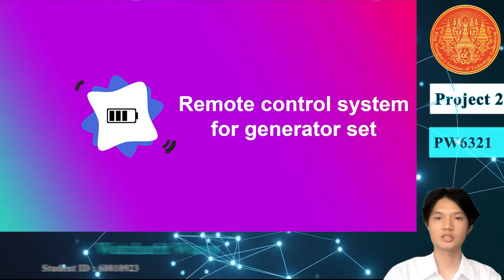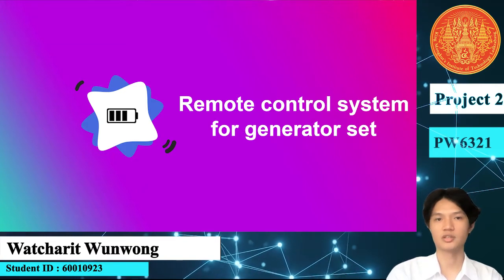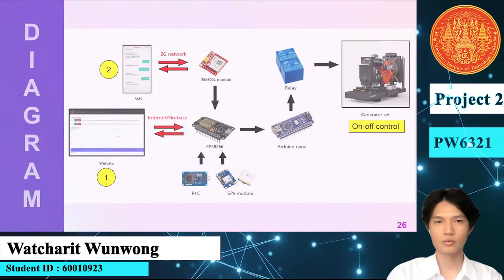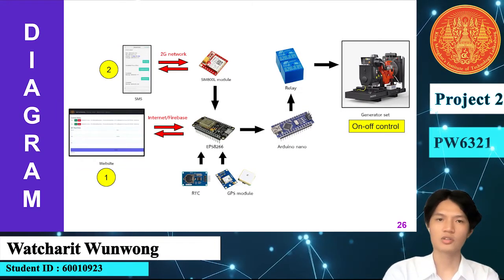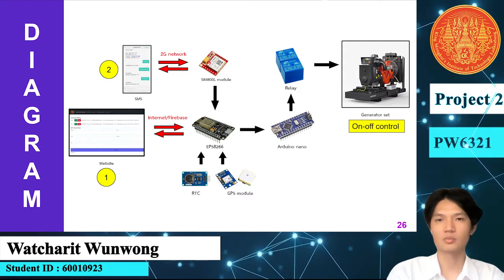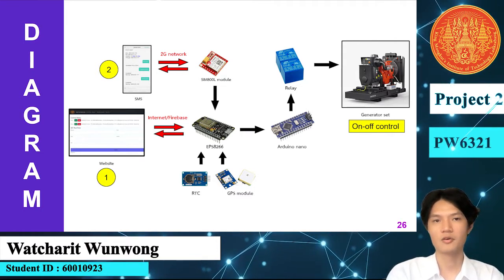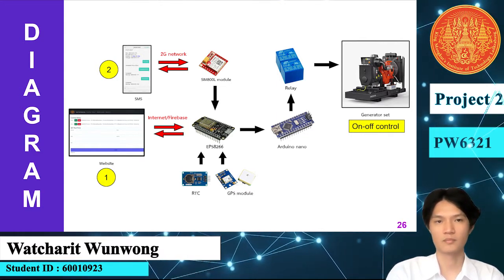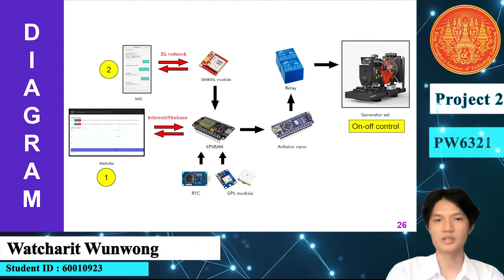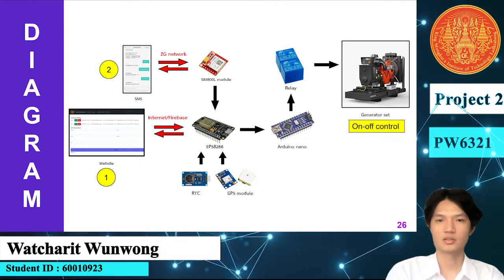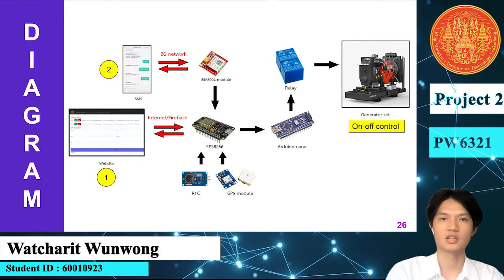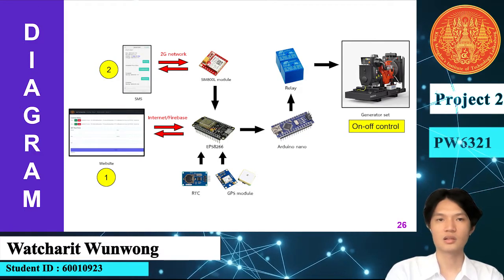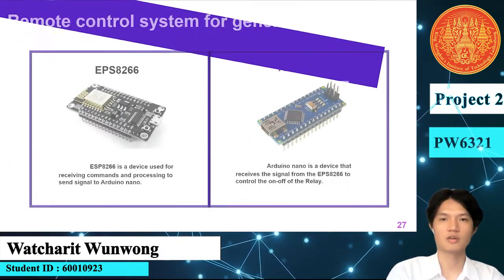Now we are moving to the next topic, remote control system for generator sets. First, I'd like to give the overview of remote control system for generator sets shown in this diagram. The design concept of remote control system is to be able to receive commands in two ways. First, website through the internet. Second, SMS through 2G network, and send commands to ESP8266 to process. After that, it will send signal to Arduino Nano to control generator set with relay. Right, let's move on to design of remote control system for generator set.